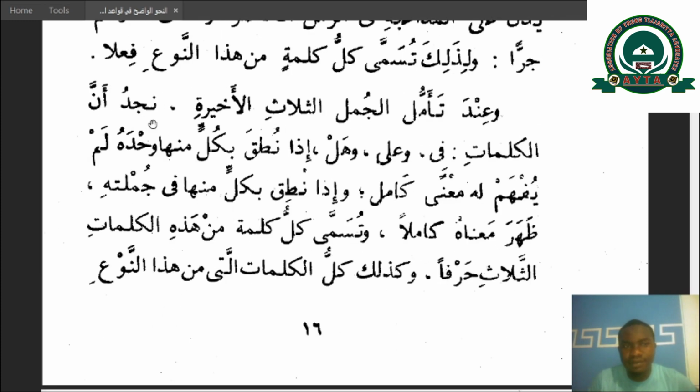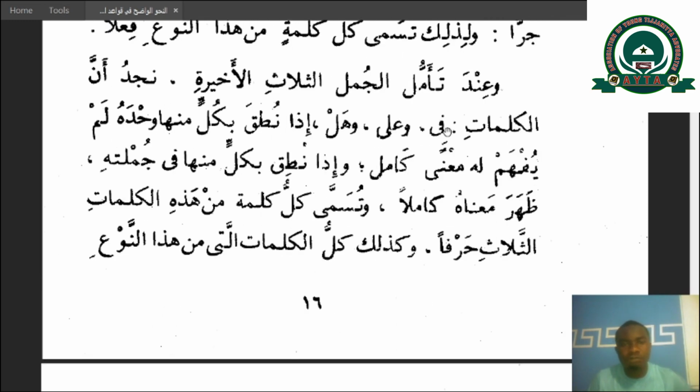And so each word from this type is called fi'l, a verb. So this is how we read it. If you want to bring the meaning: wa lidhalika, and so, kullu kalimatin min hadha al-naw', each word from this type, tusamma fi'lan, is called a verb. So all these words that point to the occurrence of an action in a specific time are all called a fi'l, that is, a verb.